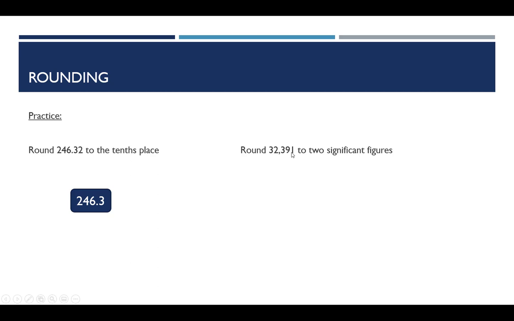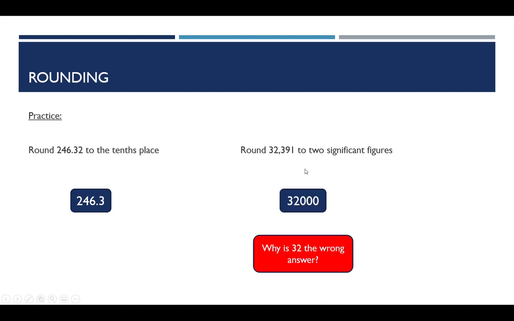Now let's look at the next value. 32,391, and we want to round that to 2 significant figures. So the 3 is significant, the 2 is significant. Those are our first 2 significant figures. We look at the next digit to determine how we round. The 3 is a round down number, so that means we just leave the 2 alone. So this will round to 32,000.